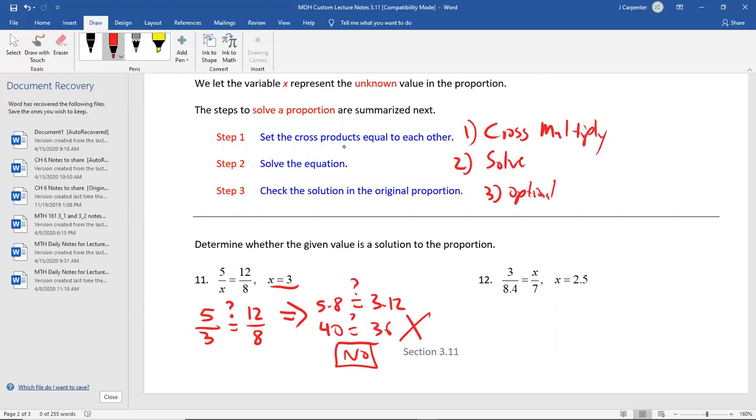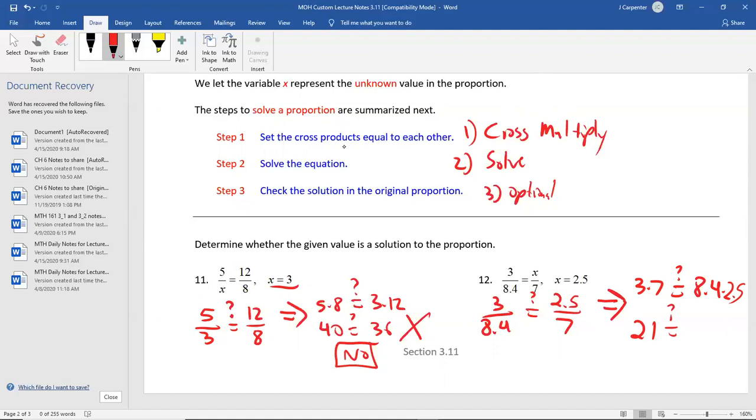Let's do 12. We got time. So we're saying 3 over 8.4, is that equal to 2.5 over 7? Cross multiplying, that's what this double arrow is saying to do. Again, lack of space. We take the 3 times the 7, we say, is that the same as the 8.4 times 2.5? Well, 3 times 7 is 21.